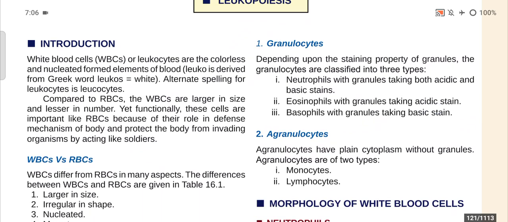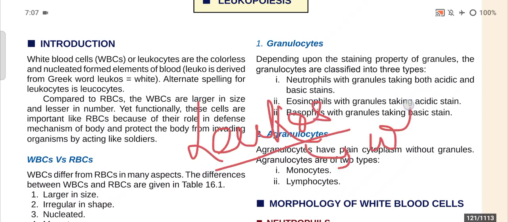Let us start by introducing what is WBC. WBC, or white blood cell, or leukocyte, are the colorless and nucleated formed elements of the blood. Leuko is derived from the Greek word leukos, which means white. An alternate spelling for leukocyte is leukocytes also. So what is WBC first of all? WBC, leukocyte, is the colorless and nucleated formed elements of the blood, and it is in trace amount also, and it is derived from a Greek word, leukos, which means white.